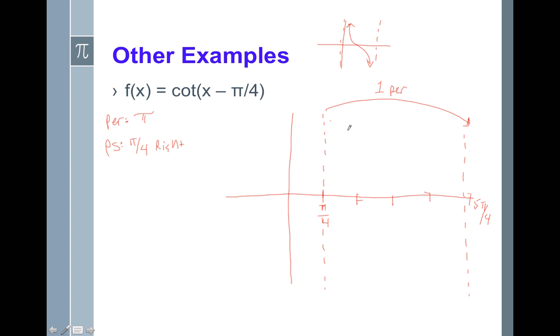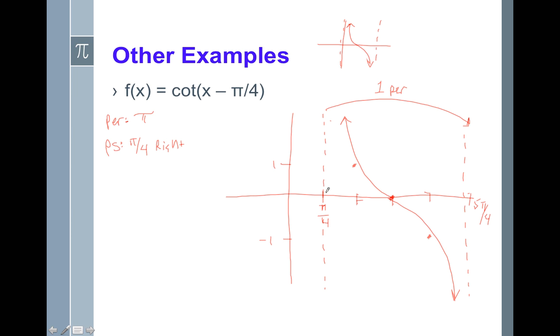Then, in the middle of those two asymptotes is my 0. And then halfway between my 0 and my asymptote is this higher point. The other direction is a lower point. I could connect my dots as best as I can, which I can't do on this computer thing. But there you go. That is 1 full period of cotangent.